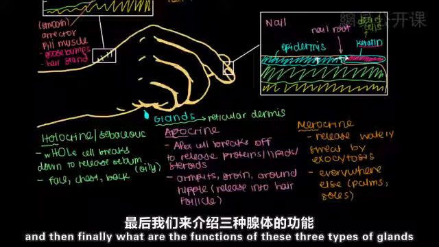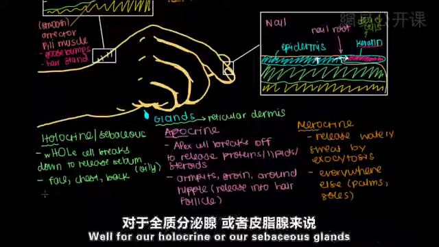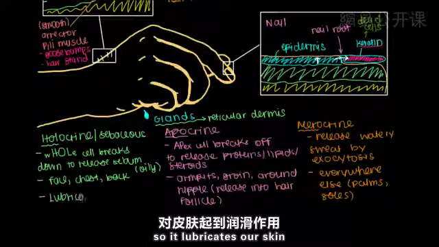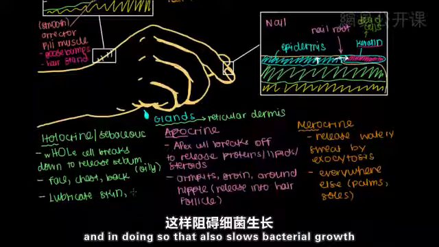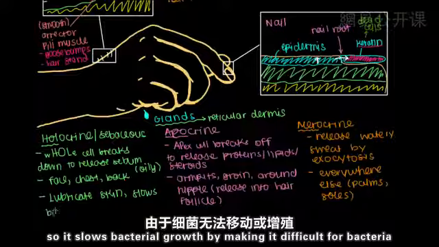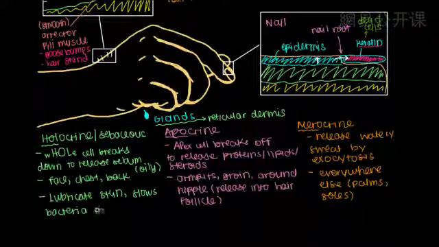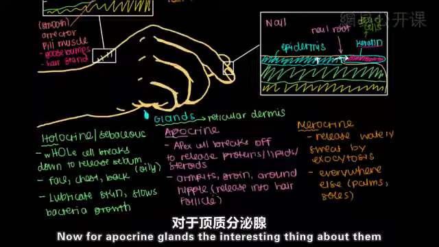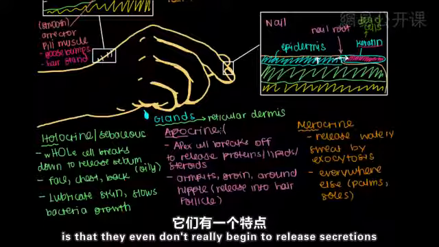And then finally, what are the functions of these three types of glands? Well, for our holocrine or sebaceous glands, this oily or lipid-rich sebum is meant to lubricate the skin, and in doing so, that also slows bacterial growth. It slows bacterial growth by making it difficult for bacteria to move around and divide.